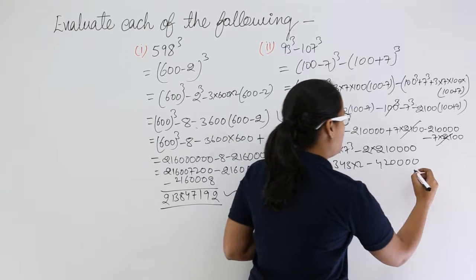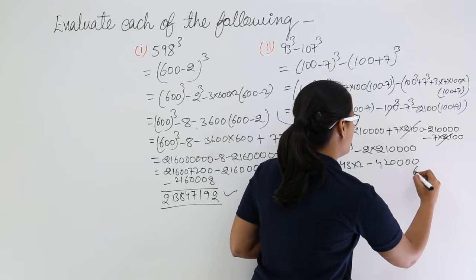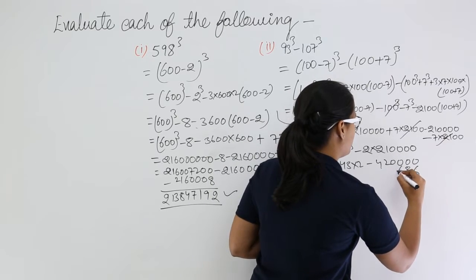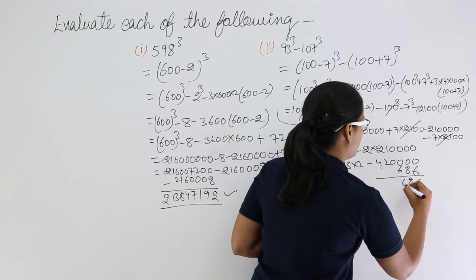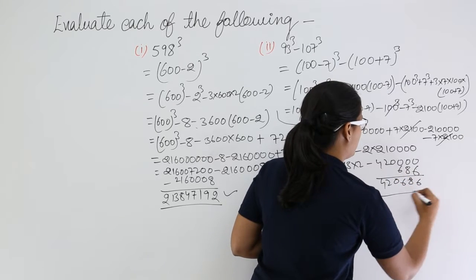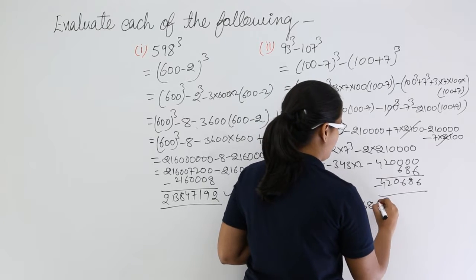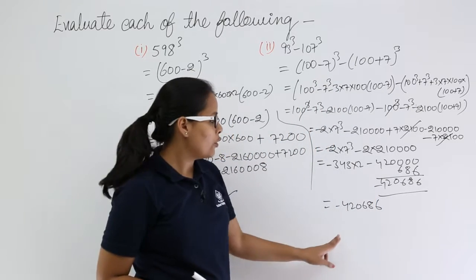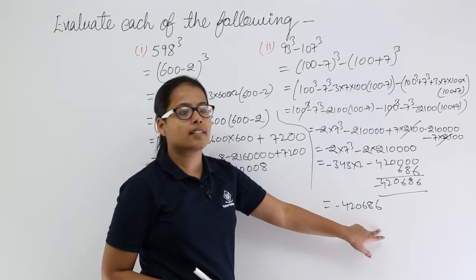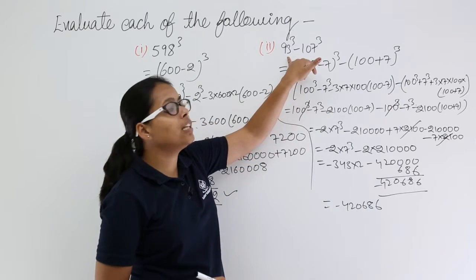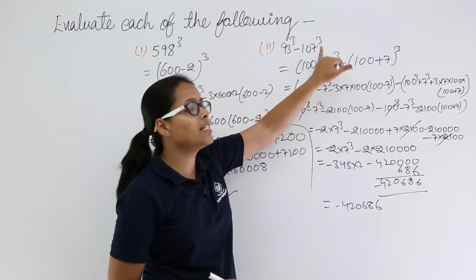Now what you need to do? You need to add these two values. So the result will be minus 420686. You can see here this is 93 cube and this is 107 cube.